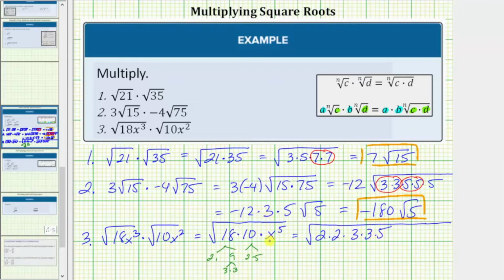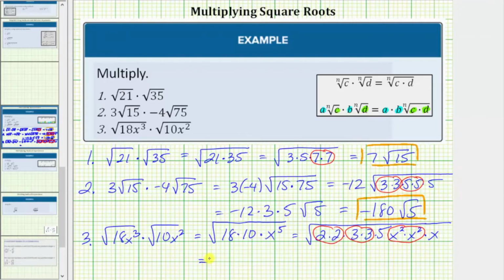x to the fourth is a perfect square factor of x to the fifth. To show this, we'll write x to the fourth as x to the second times x to the second, and we still have times one more factor of x. And now we'll circle the perfect square factors, which are 2 times 2, 3 times 3, and x squared times x squared.